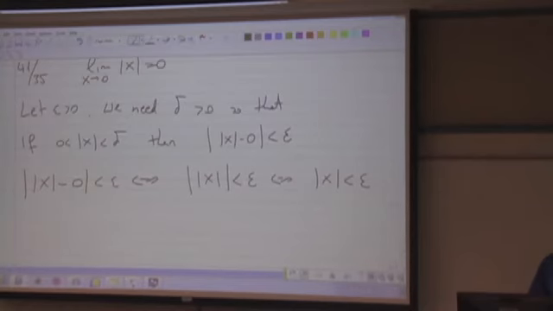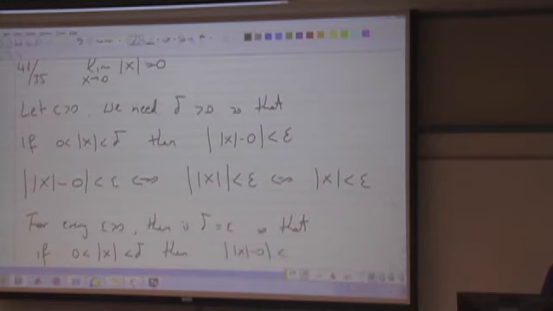So what is delta? Epsilon, right? Does that make sense? So for every epsilon bigger than 0, there is delta, which equals epsilon, so that if 0 is less than the absolute value of x, which is less than delta, then the absolute value of x minus 0 is less than epsilon.